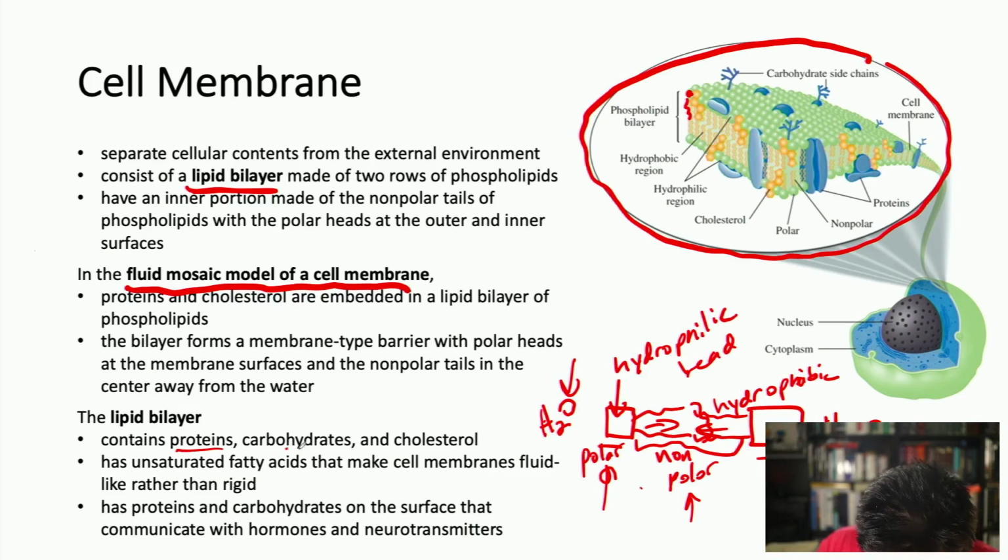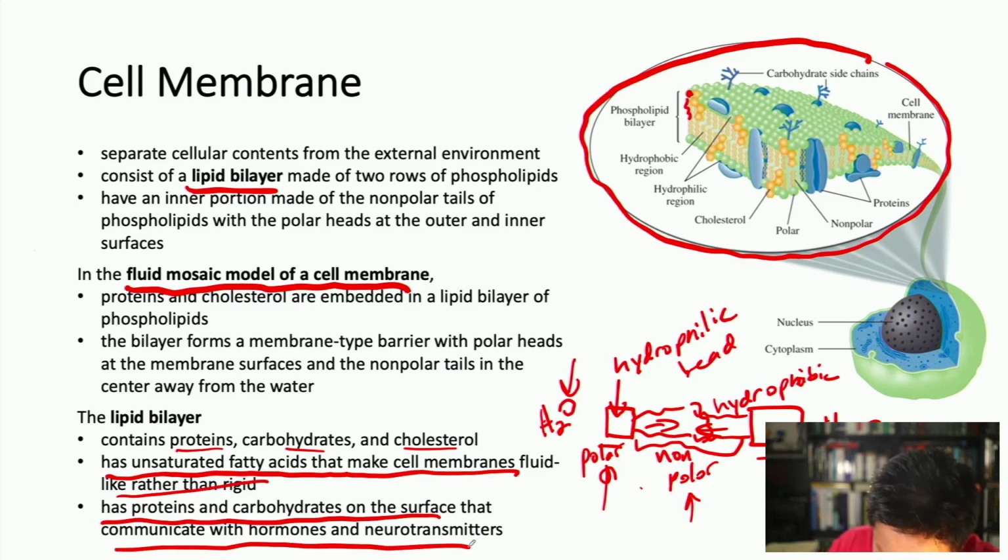So it contains proteins, carbohydrates, and cholesterol, which I already said. It has unsaturated fatty acids that make the cell membrane fluid rather than rigid, and has proteins and carbohydrates on the surface that communicate with hormones and neurotransmitters. But that's all I really want you to know about the phospholipid tail.